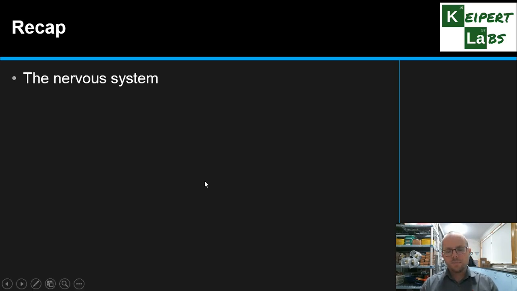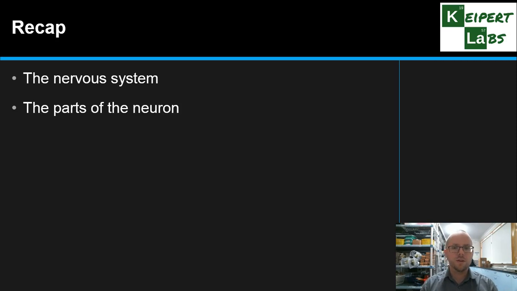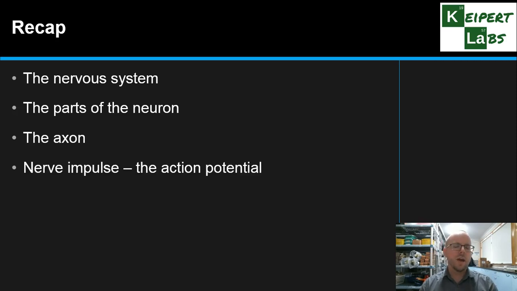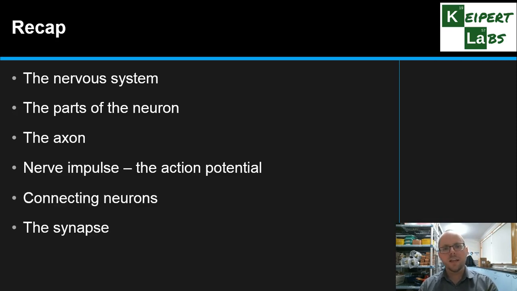Just to recap, we talked about the structure of the nervous system. We talked about the parts of the neuron and their jobs. We focused on the axon and how its structure allows signals to travel along really quickly. We showed you how a nerve impulse travels along, called the action potential. We showed how neurons connect together across a gap called the synapse, and that the message is passed on because of the existence of neurotransmitters.